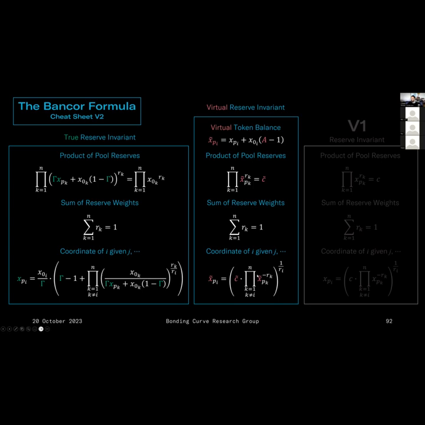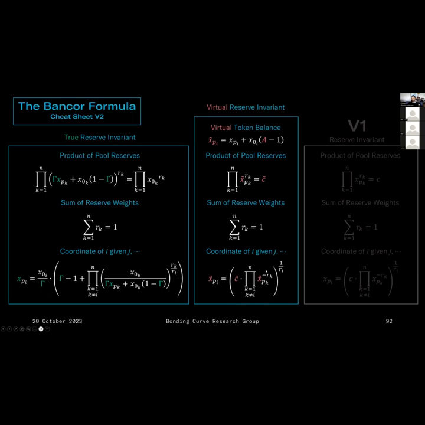Apart from this equation, which is new, this reserve invariant and this sum of the reserve weights and this coordinate of I given J, et cetera, these are all directly out of V1, right? And this is why I've copied it across. So you can actually compare these, right? Apart from the tilde, this equation is the same. This equation is literally the same. And again, this equation is the same apart from the tildes.